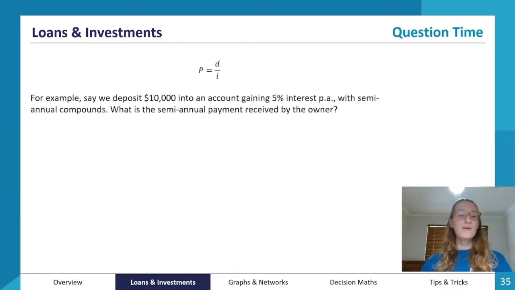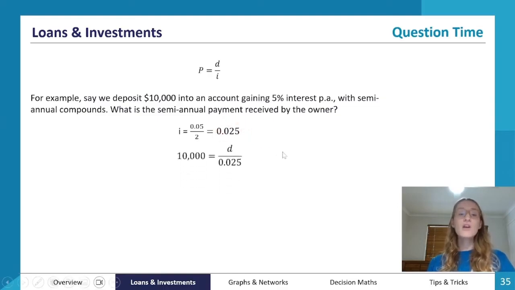The question we're looking at here, for example: say we deposit $10,000 into an account gaining 5% interest per annum with semi-annual compounding. What is the semi-annual payment received by the owner? So we're calculating I here, our decimal rate of interest: 5% per annum, 0.05 divided by 2, because we've got semi-annual compounding, so twice a year. That gives us an I of 0.025.